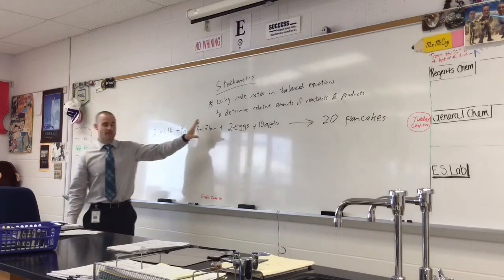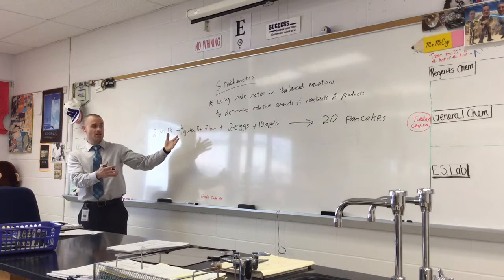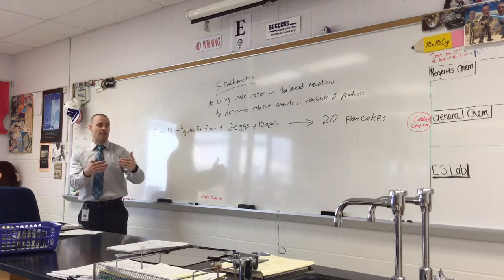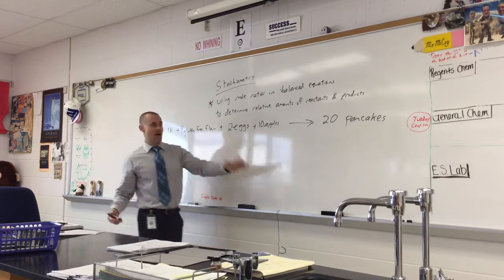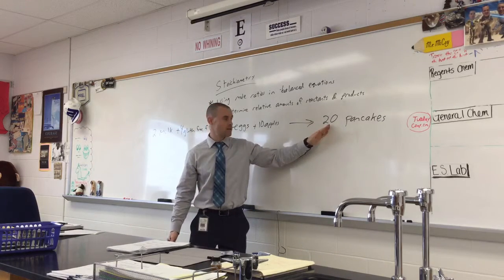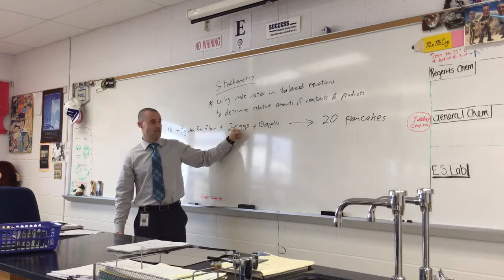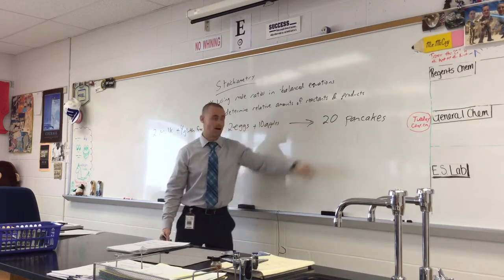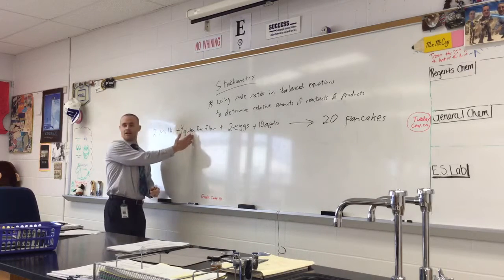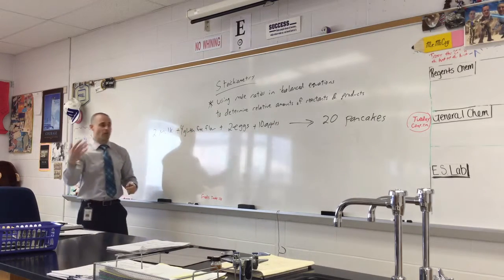I give you a balanced equation, or you balance an equation, and then the question changes that. So the question says, all right, if I want 10 moles of product, how many moles of eggs do I need? Or whatever that reactant is. If I want 2 moles of product, how many moles of this reactant do I need? So it's all about ratios.